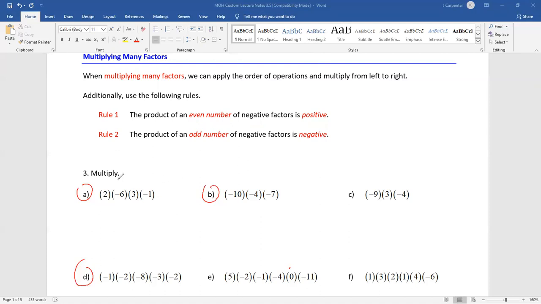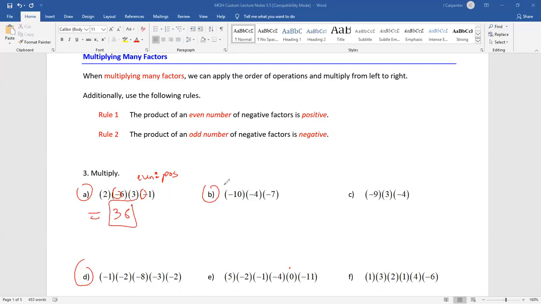Okay, so let's see. For A, we have positive, negative, positive, negative. There's 2 negatives. That's even. So the answer should be positive. So all we really have to worry about is the 2 times the 6 times the 3 times the 1. 2 times 6 is 12. 12 times 3 is 36. 36 times 1 is 36.